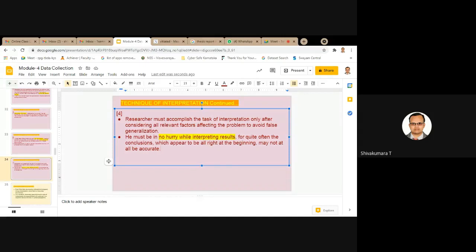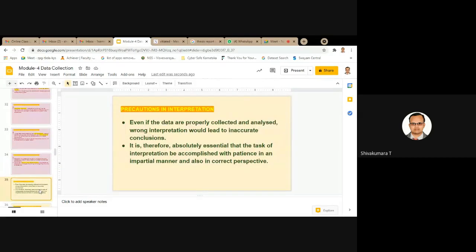Okay, so with this, I'll stop today's discussion about the interpretation. In the next class, I'm going to discuss precautions of interpretation. During the interpretation process, what preliminary measures we should take care of as precautionary things. Okay, we'll discuss this in the next class.